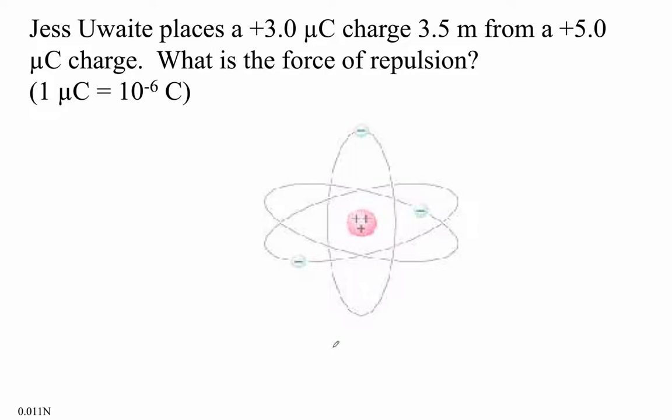All right. Jess U8 places a 3 microcoulomb charge 3.5 meters from a 5 microcoulomb charge. What is the force of repulsion? So force is going to be kQQ over r squared, right?